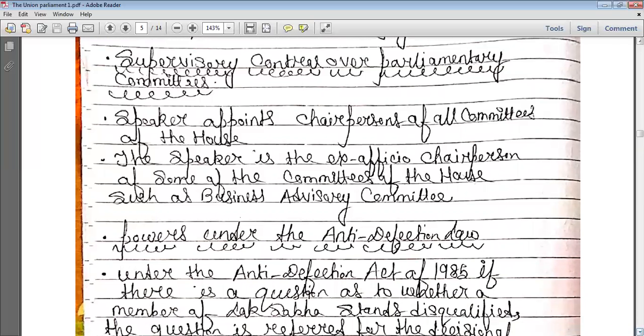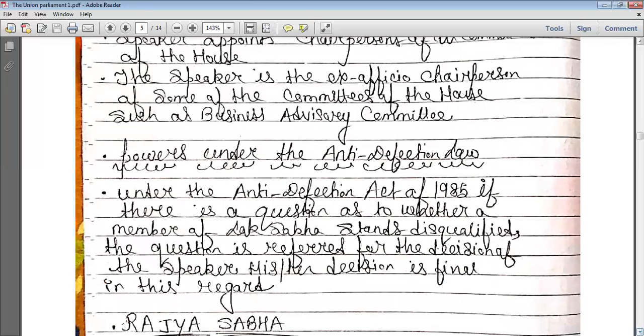The speaker is the ex officio chairperson of some of the committees of the house, such as the business advisory committee, for example. As the ex officio chairperson, the speaker also tries to formulate the business of the house.